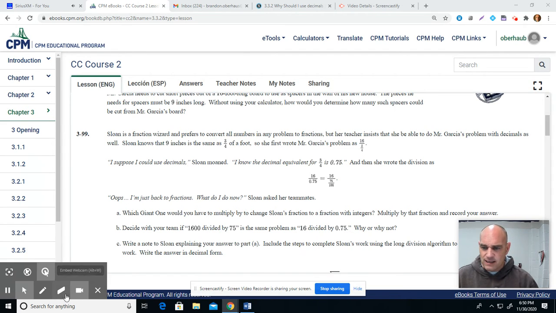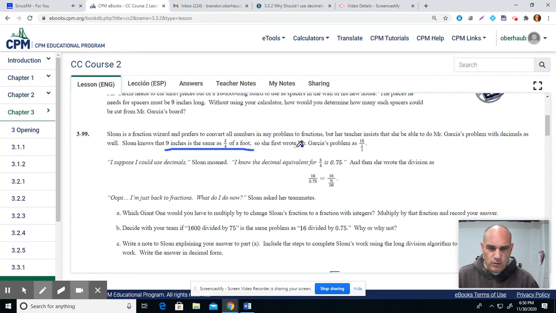So we've got this idea, so let's just underline that so we remember that. She first wrote Garcia's problem as 16 over 3/4. So we're going to take that 16, which was the length of the whole board, and we're going to divide it by 3/4, which is the same thing as dividing by 9 inches, but it's 3/4 of a foot. So we've got this really ugly looking fraction, 16 over 3/4.